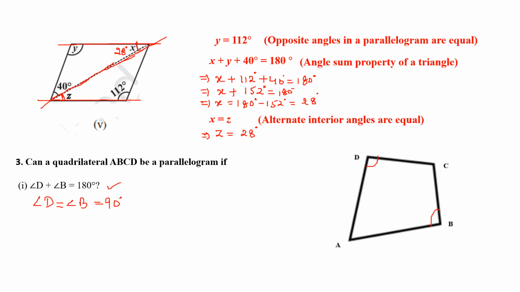And when angle D and angle B are 90 degree, then what will happen? It may form a rectangle or it may form a square. And we know that a rectangle and a square both are parallelograms, right? So here in this case, I can say it can be possible. Okay, not in all the cases, but it can be possible to have a parallelogram if the sum of angle D and angle B is 180 degree.